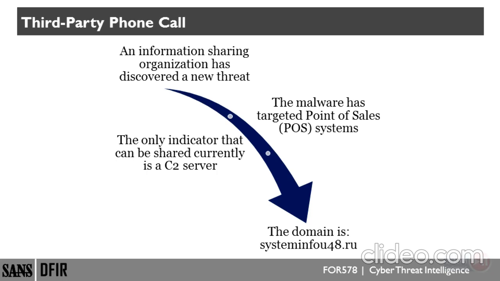So coming in, we get a call. Here our team's been nicely working, but we get sideswiped, sidetracked. This is the most real thing I can do for any Intel analyst. Anyway, so you get sideswiped. And an information sharing organization has discovered a new threat. Specifically, it's targeting point of sale systems, POS systems. And all they have is an IP address, or not even an IP address, it's a domain. All they have is a command and control server, and it's systeminfo u48.ru. So you've got this domain they can throw at you. That's all they have.